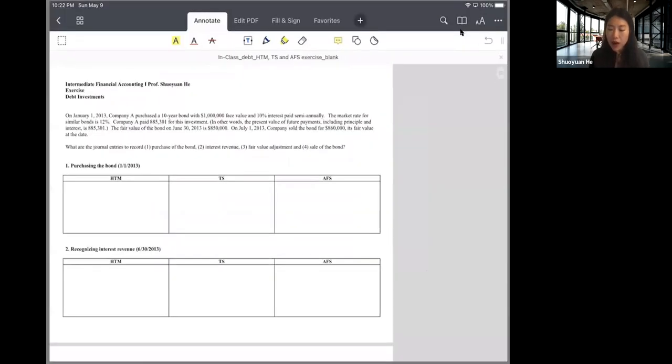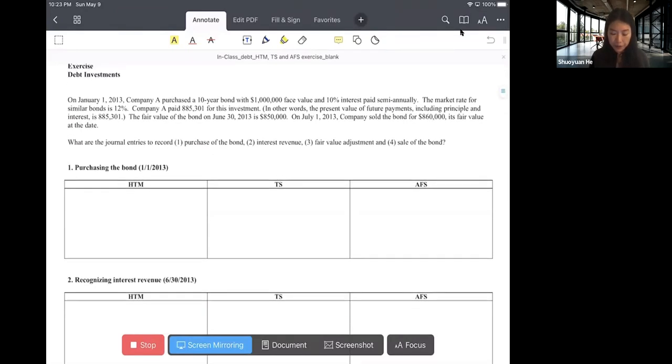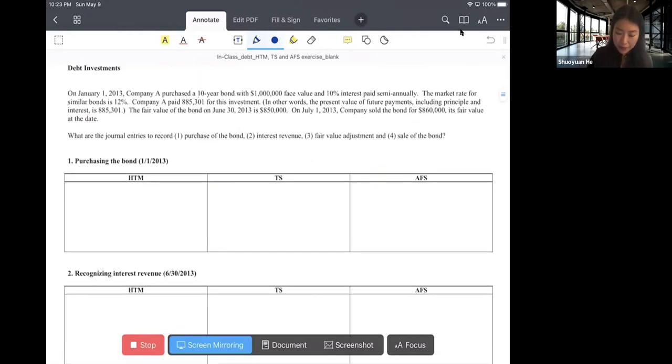The example, if you go on Island, you are going to see an example. It is posted on Island. And the example is that Firm A purchased a 10-year bond with 1 million face value and 10% interest paid semi-annually. So the fraction of the year here is 1/2. The market rate for the similar bond is 12%. And then we know here the coupon rate or the stated interest rate is 10%. The market interest rate at the time of issuance is 12%.